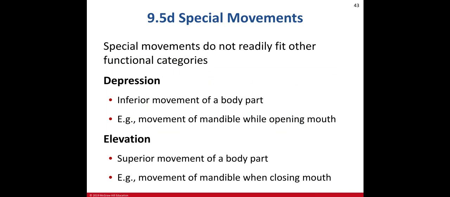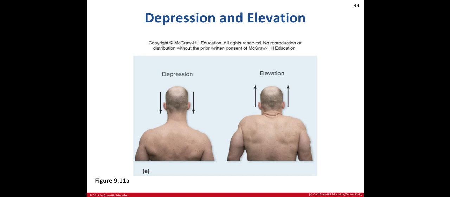Okay. Special movements that don't really fit anything else but exist. Depression. That is inferiorly moving a body part. Great example is when your mandible is working to open your mouth. It is depressing, it's moving down. Elevation is when you're superiorly moving the body part, like when you're closing your mouth. Or like your shoulders, if you bring them up towards your ears and then you drop them down. That is an example of elevation and depression.